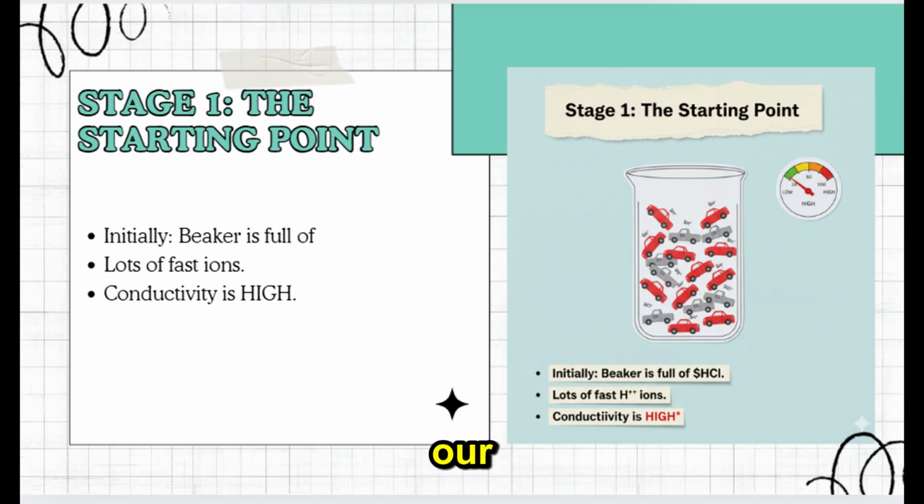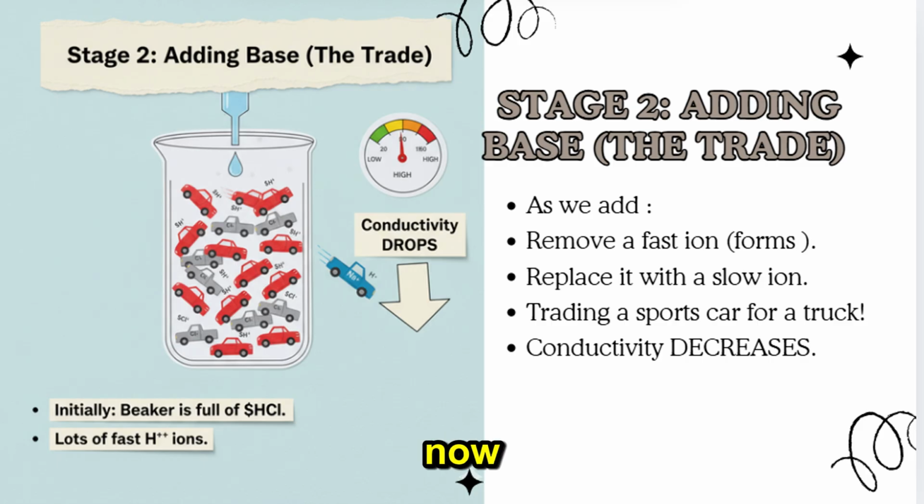Let's go back to our highway analogy. Initially, our beaker is full of HCl. This means we have a lot of fast H+ sports cars and some slower Cl- trucks. The overall traffic flow or conductivity is very high. Now, we start adding NaOH from a burette. The NaOH contains Na+ ions, slow trucks, and OH- ions, fast sports cars.